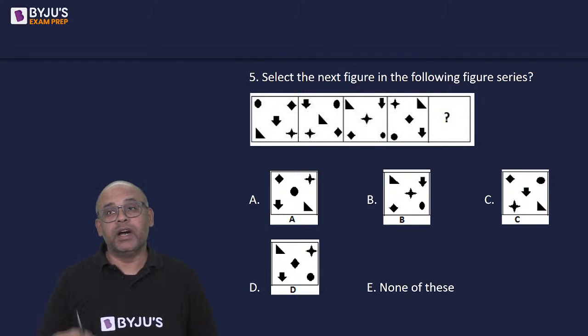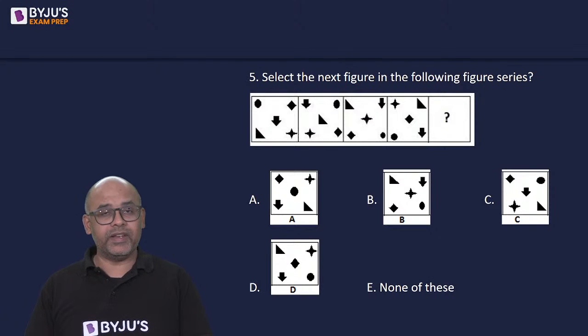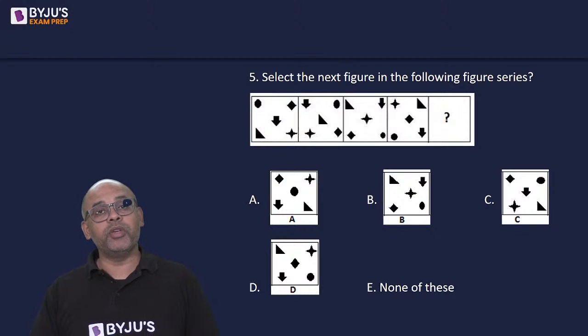Okay. Next, a different pattern now. So we have seen rotation patterns. Now we will see a different pattern. This is again not very difficult at all. A very, very simple question. Let's go ahead and see how many of you get the correct answer.